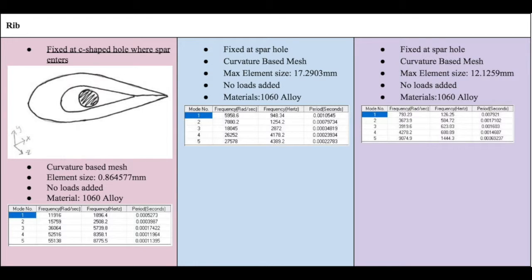For the rib, a fixture was applied to the hole in the rib where the spar would normally pass through. Each new iteration of the model resulted in lower modal frequencies.